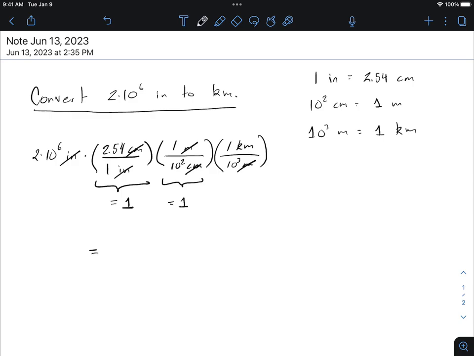And what I am left with is 2 times 10 to the 6 times 2.54 times 10 to the 2, and 10 to the 3, so that's 10 to the 5, but it's in the denominator, so that's 10 to the minus 5. And so when I multiply this whole thing together, I'm going to get 5.08 times 10, or simply 50.8, and the answer is in kilometers, because that is the only unit that is left at the end of the day.